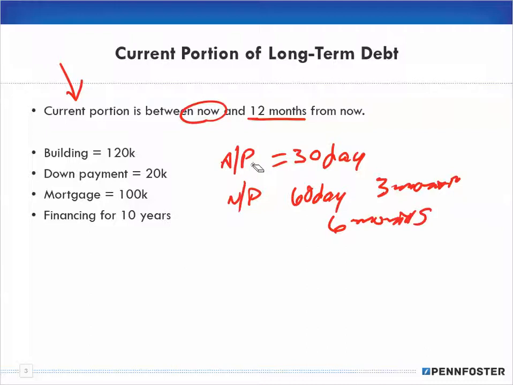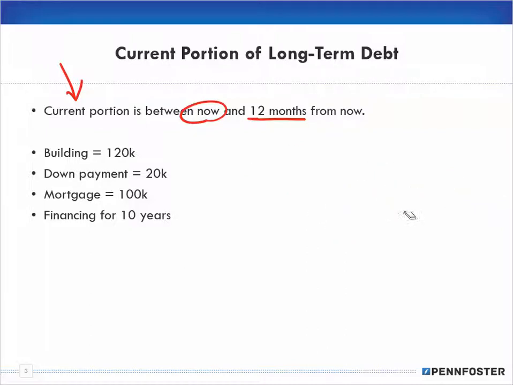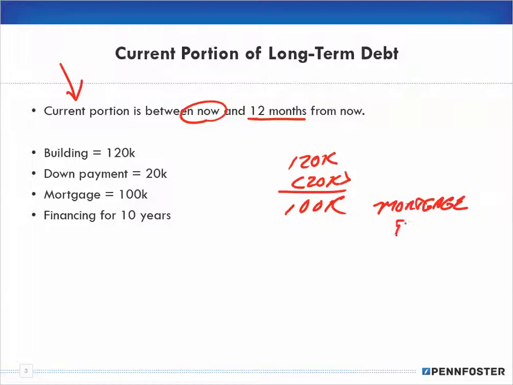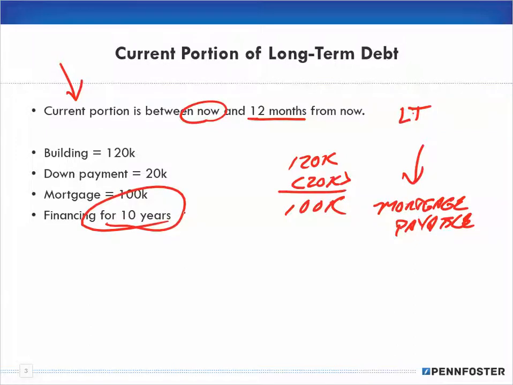But now what do you do when, as I have here as an example, you're going to buy a building, and the building costs 120,000, and you're going to put down a down payment of 20,000, so your mortgage is going to be 100,000? That's 120 less the 20, which gives you $100,000 that you're borrowing. That's going to be your mortgage payable, and as we already showed, we would consider that to be long term because we're going to finance it for 10 years.